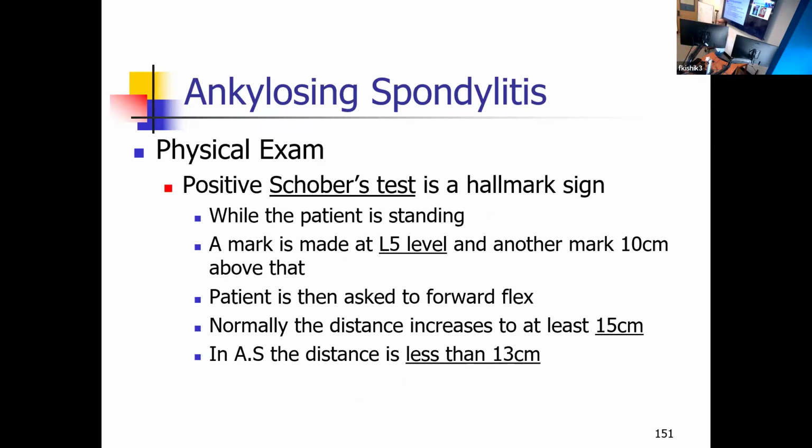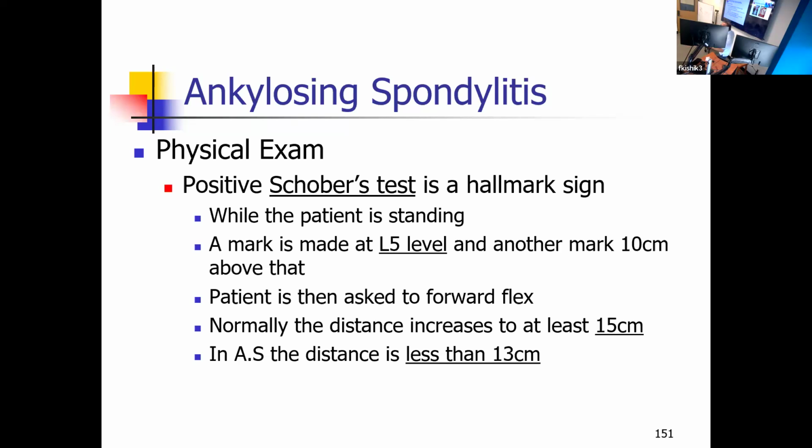Then they might ask you, hey, what might you do on a physical examination to possibly get a diagnosis? You're gonna say, well, I think I know that. It's something called a Schubert's test. Very, very simple. You go find L5, lumbar spine 5. You make a little mark on the L5. Then you ask the patient, hang tight, I'm going to go down about 10 centimeters or so. I'm going to make another mark just below it.